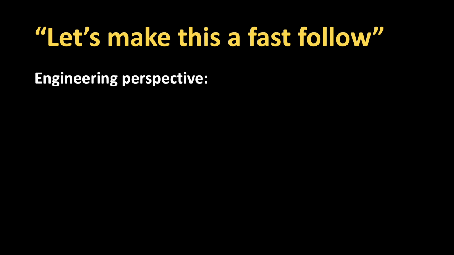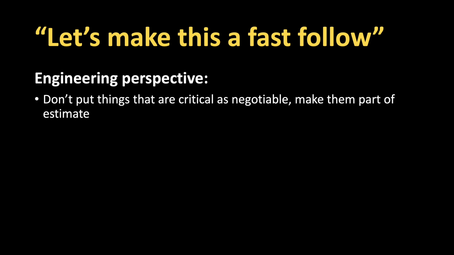And then from an engineering perspective, sometimes our product counterparts will tell you, okay, let's make this a fast follow. Like maybe you have some unit tests or integration tests, and they say these can be done later. But here you need to remember that if things are actually critical for you to maintain your software and to preserve the customer experience, to preserve the scale in a healthy way, then don't mention those things as negotiable. Don't mention those things as things that can be fast followed. Make them part of your estimate and just say we need to do it in order to achieve this feature.